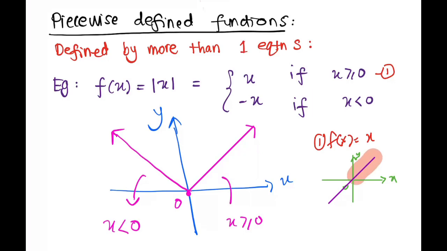So let's transfer it to here. This is your graph. We must start from 0, and 0 is included, because you can see here 0 is included. That's why we put a dot here.